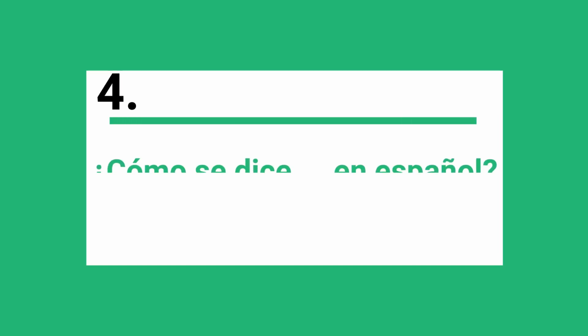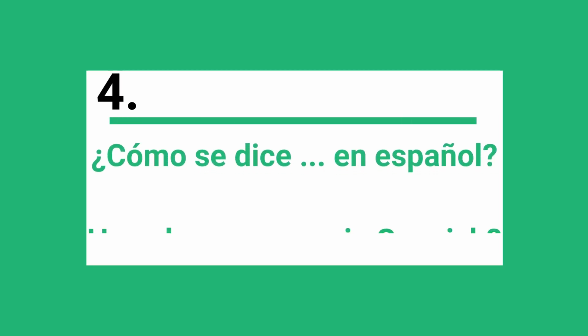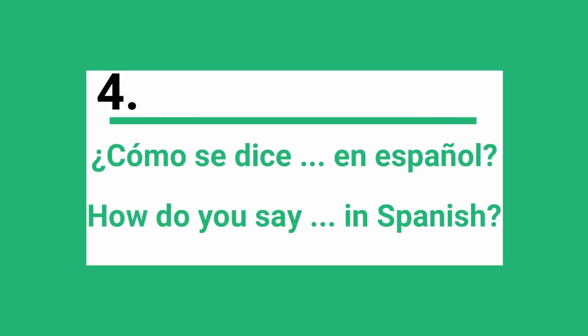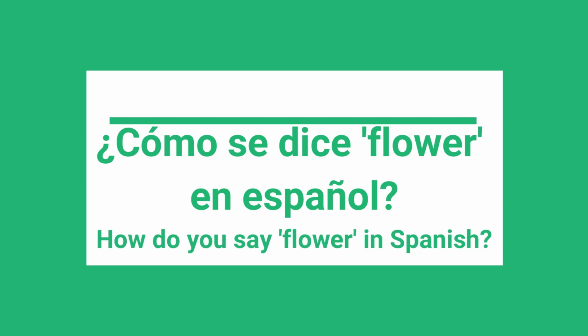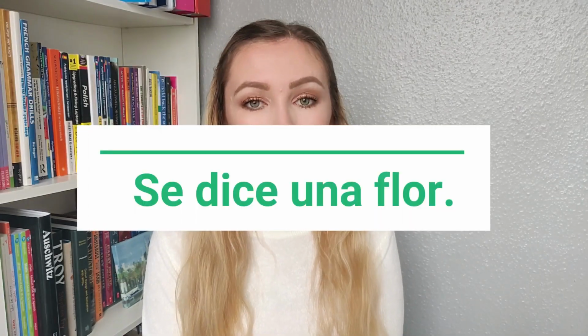Number 4. ¿Cómo se dice X en español? How do you say X in Spanish? Example. ¿Cómo se dice flower en español? How do you say a flower in Spanish? It is a similar question to number 2. However, this time you ask for translation. You definitely want to hear a translation from English to Spanish. And the answer would be se dice una flor.